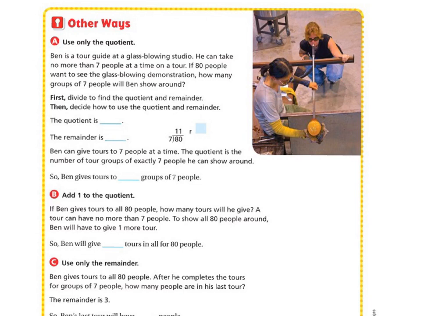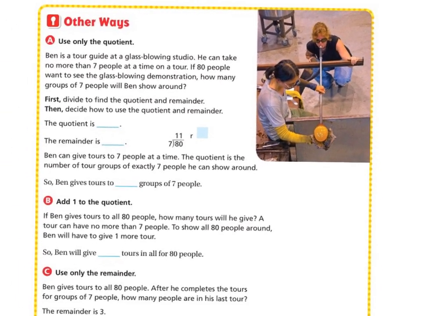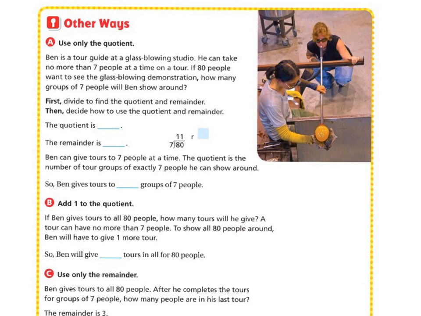So he can only take 7. No more than 7 can go. And there are 80 people signed up. So they've kind of set up the problem for you. They've set up this problem for you here. Oh, my paper keeps moving on me, sorry. Okay, so this is set up for you here.